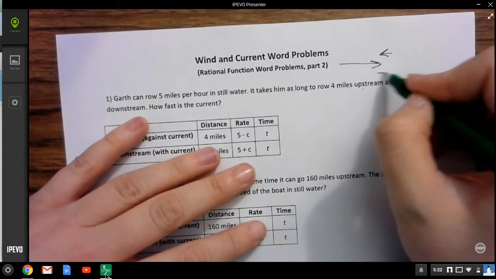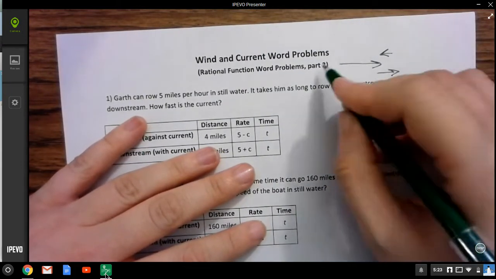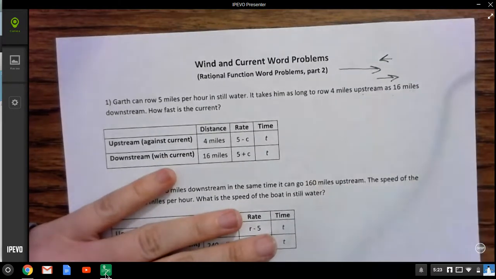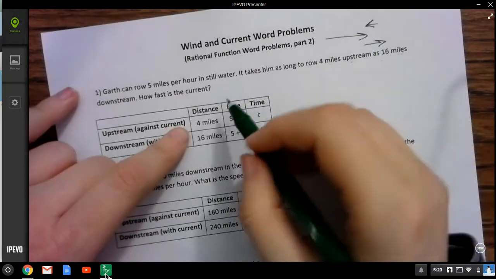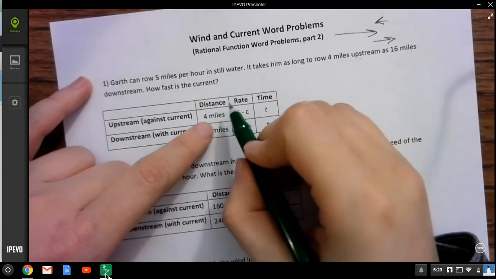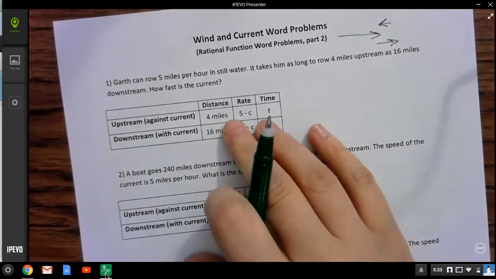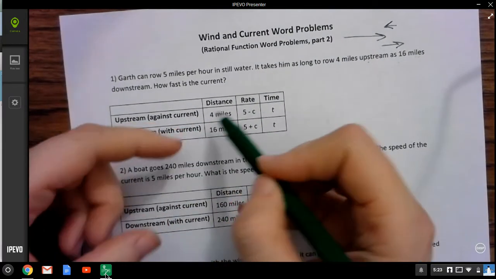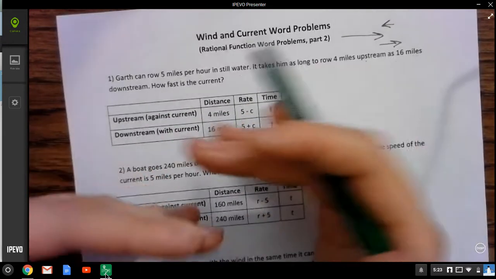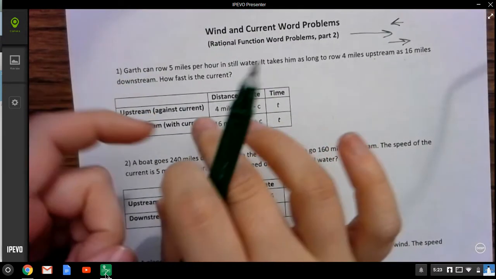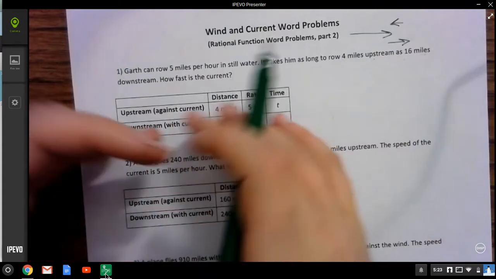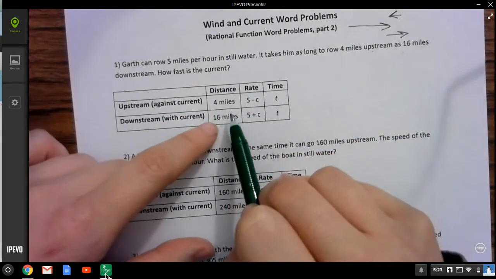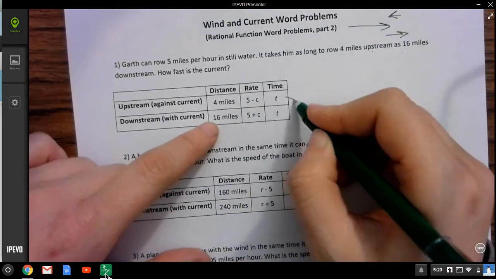And downstream, of course, would mean you're going with the current, the same way the water's moving. So it's helping you along. It's actually making you move faster. And how fast is the current? So you want to set up your distance, rate, time chart. We have upstream against the current, so the water is working against you. Downstream is with the current, so the water is helping you move along. And he's going 4 miles upstream, 16 miles downstream, and the times are equal.